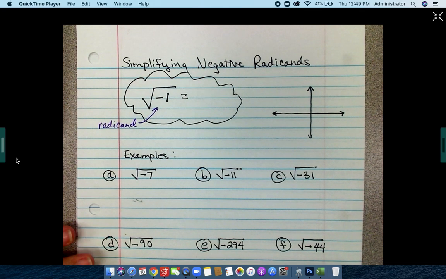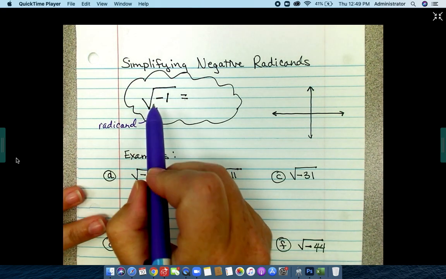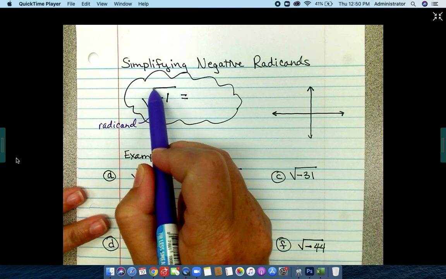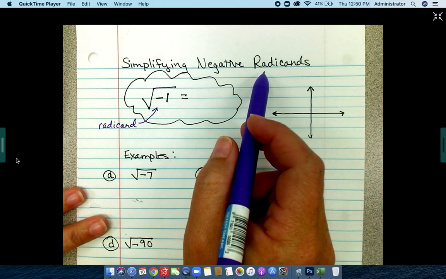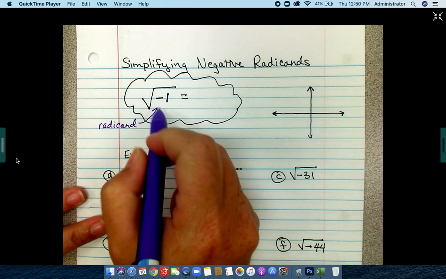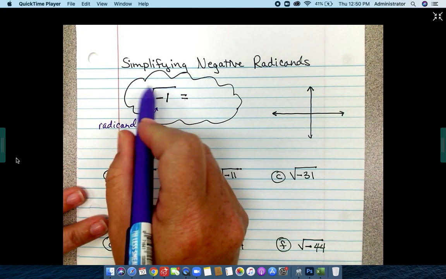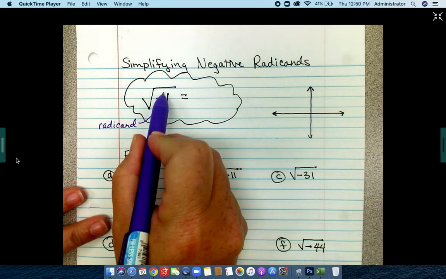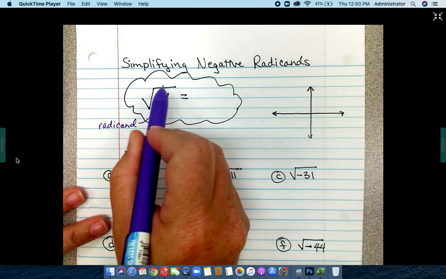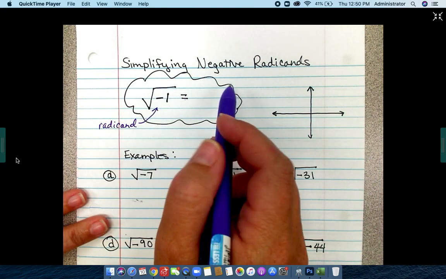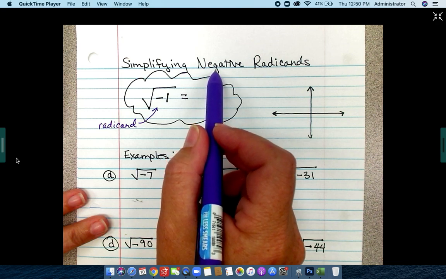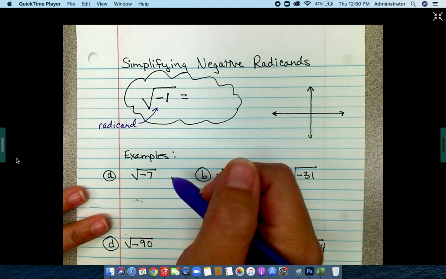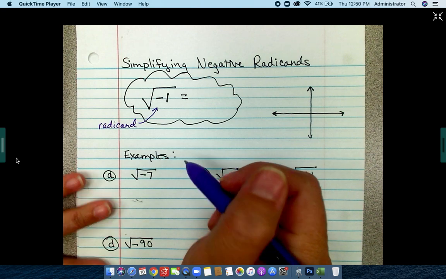All right, so in today's lesson, I'm going to be teaching you how to simplify square roots with negative radicands. Recall that when we talk about a square root, we're talking about the radical symbol, and when we say the radicand, we're referring to the expression under this radical symbol. Notice this radicand is -1, so it's going to be a little bit different than what we were doing the previous 2 days with square roots of positive numbers.